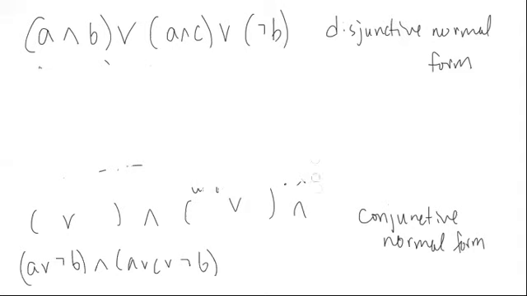Find, and then find the disjunctive normal form of that, and then take the complement again, and then we'll actually have conjunctive normal form. But we have to proceed in that kind of step. If you just take the complement of this, you will get a conjunctive normal form.